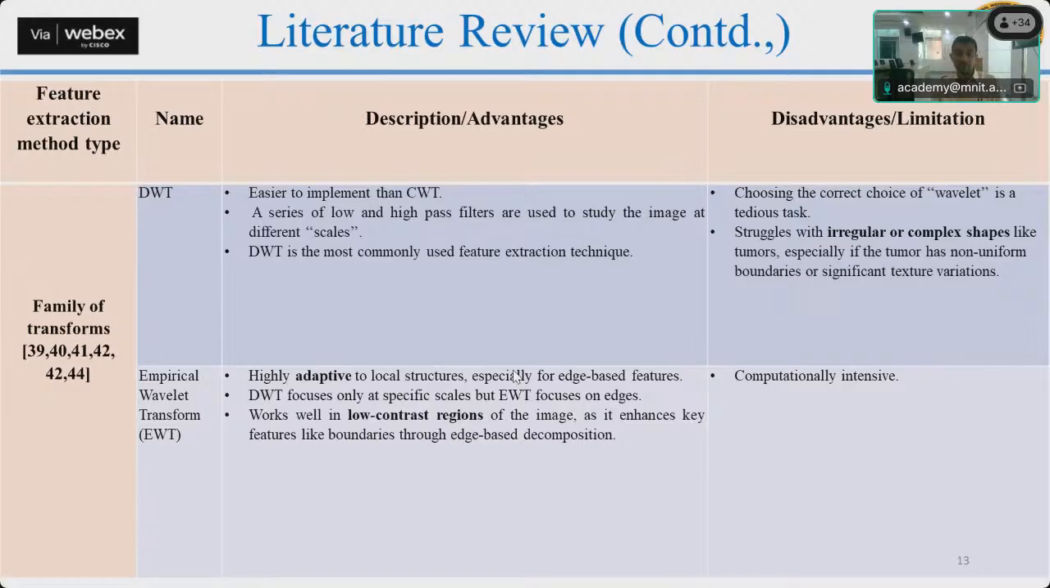Choosing the correct wavelet is basically a tedious task. It is fine that it gives low and high pass filters and is commonly used, but it is not easy to find the choice of wavelet. It struggles with irregular or complex shapes like tumors, especially with non-uniform boundaries or significant texture variation. So then it really becomes difficult to diagnose.